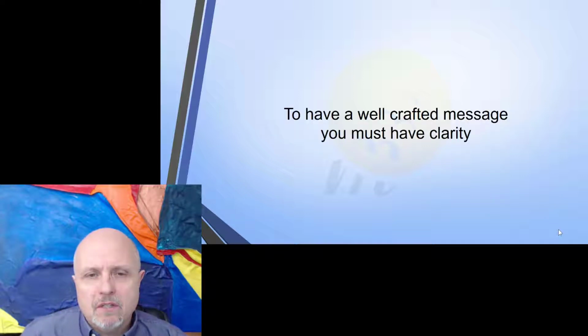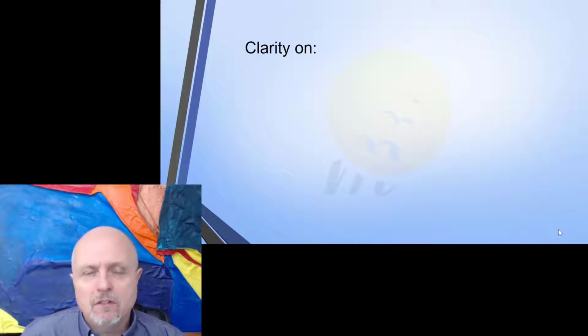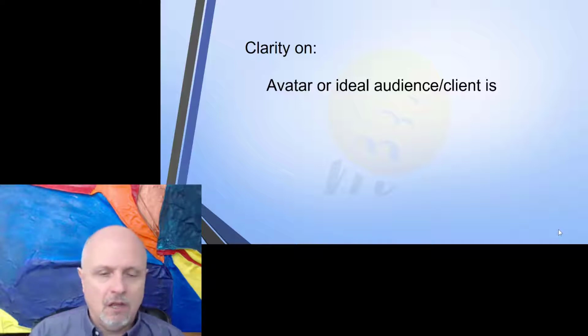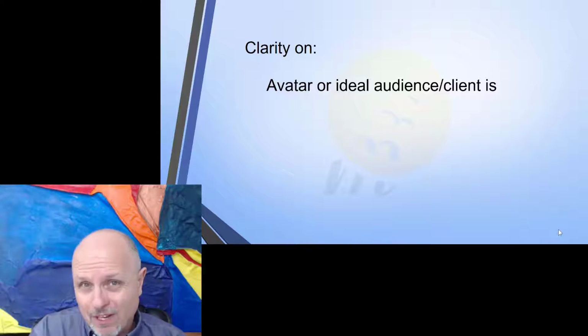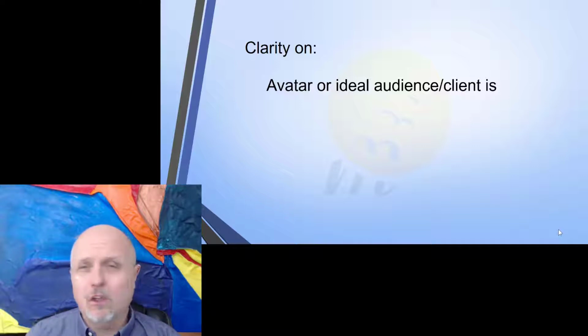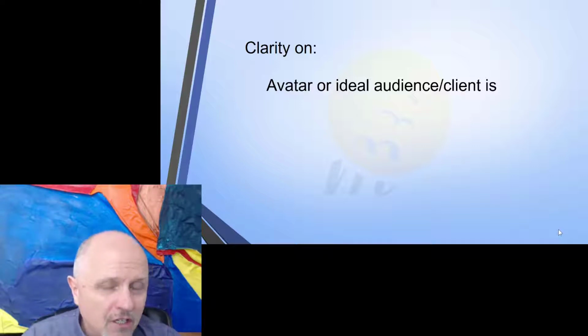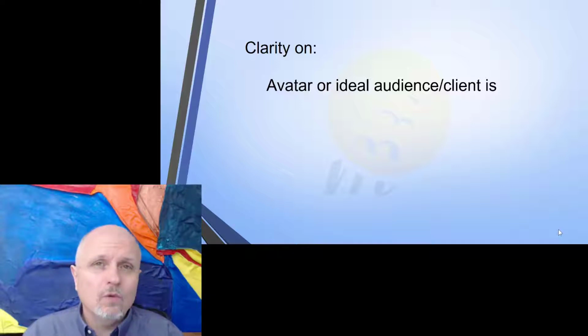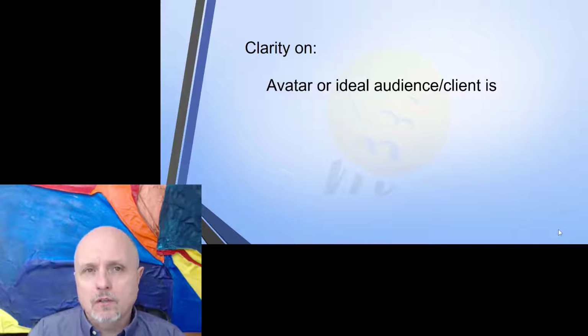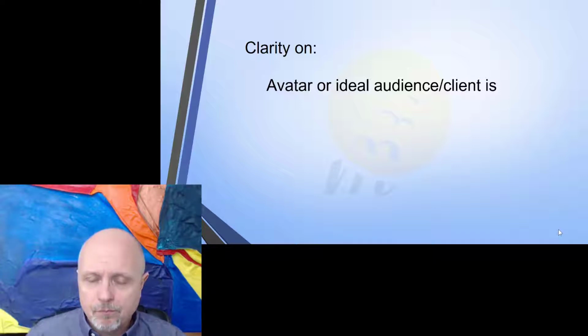To have a well-crafted message, you must have clarity in these 5 areas. To begin with, you need to know who your avatar is, or your ideal audience. And that's everything from the gender that you want to reach, what their age range is, what their socioeconomic background is. You need to know if they're blue collar or white collar, what their education is, and maybe what part of the world they live in. And all this is very important with being able to get clarity in crafting your message, because it will really help you define who you're talking to and who you're not talking to, which is also very important.